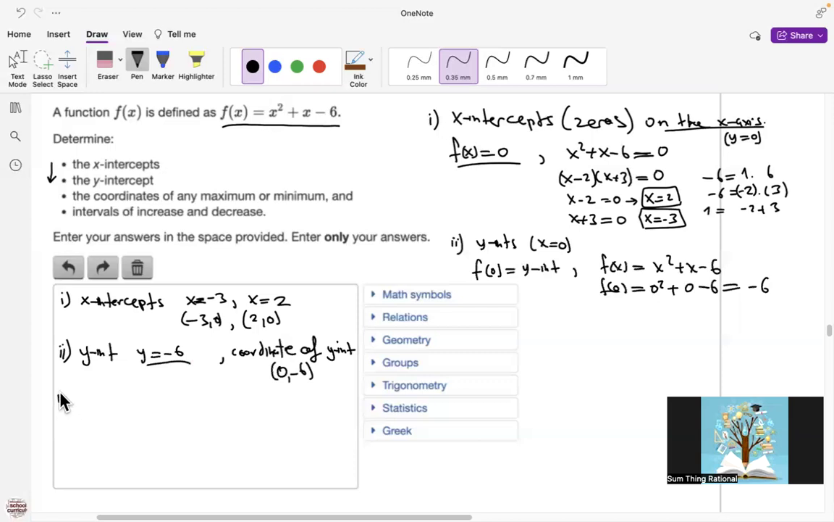The third one: is there a maximum or minimum point? As you see in the function, due to the plus x squared, your parabola faces upward. When your parabola faces upward, we have a minimum point. Our vertex is holding the minimum value. They are asking for the coordinates of any minimum or maximum point. So we have a minimum point.